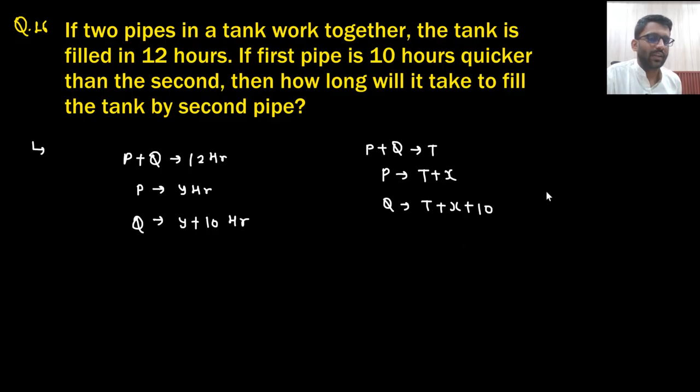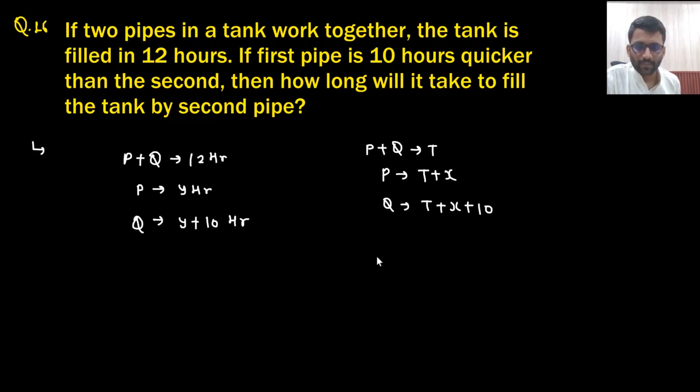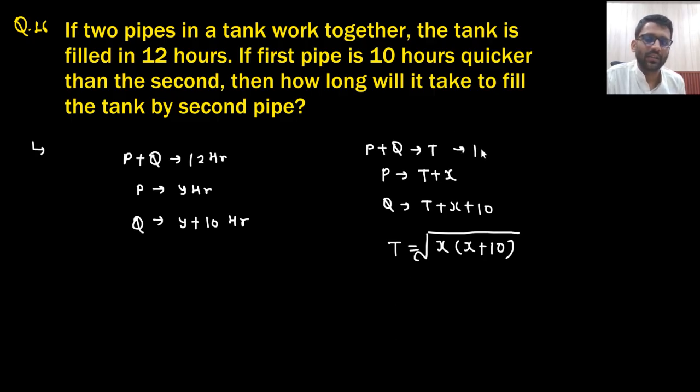So what will be the value of T? We have seen this problem now. T plus 3 and T plus 27. So what is the value of T? 27 into 3, right? So similarly, what is the value of T? Value of T is X into X plus 10 under root. And what is T? T is 12 hours only. So intelligently, I saw something here, the relation that I already know. What is that relation? P plus Q in T, then P T plus X, and Q is T plus X plus 10.